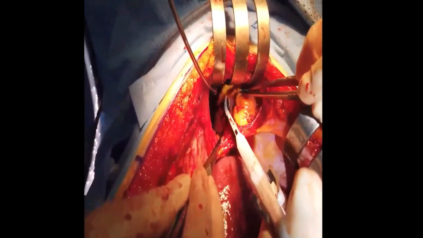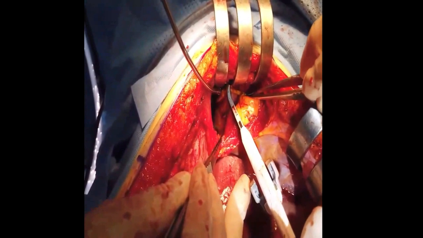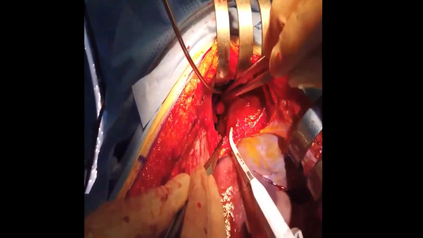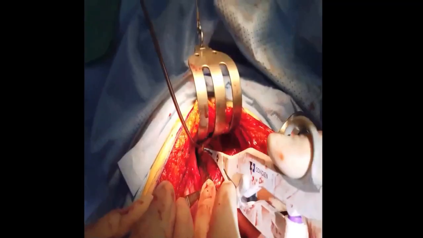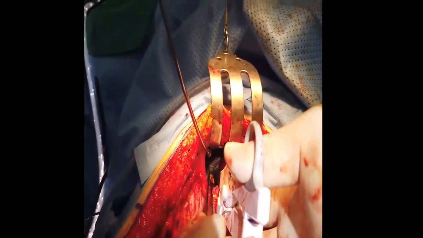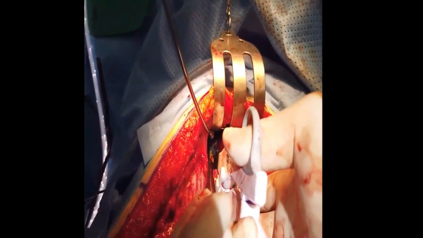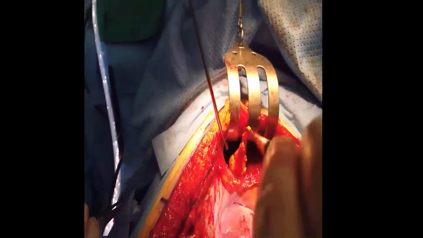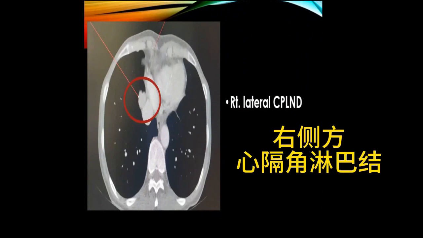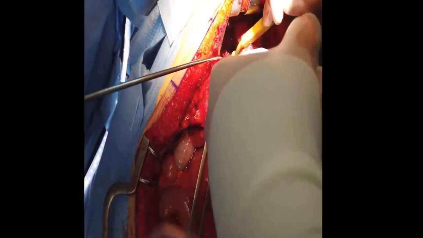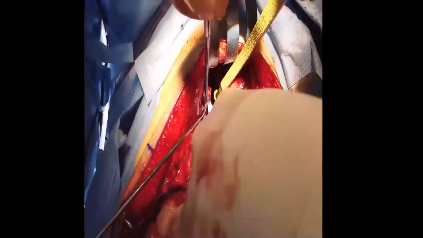Right anterior pericardial fat tissues containing anterior cardiophrenic lymph nodes were dissected using an energy device. It is recommended to start from about 1 cm above the phrenic nerve and also be careful not to injure the underlying pericardium. The right lateral cardiophrenic lymph node is located just on the inferior vena cava.